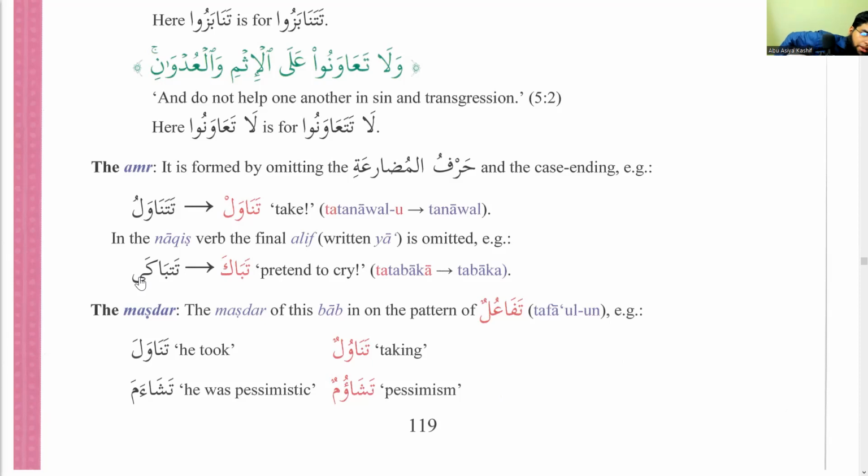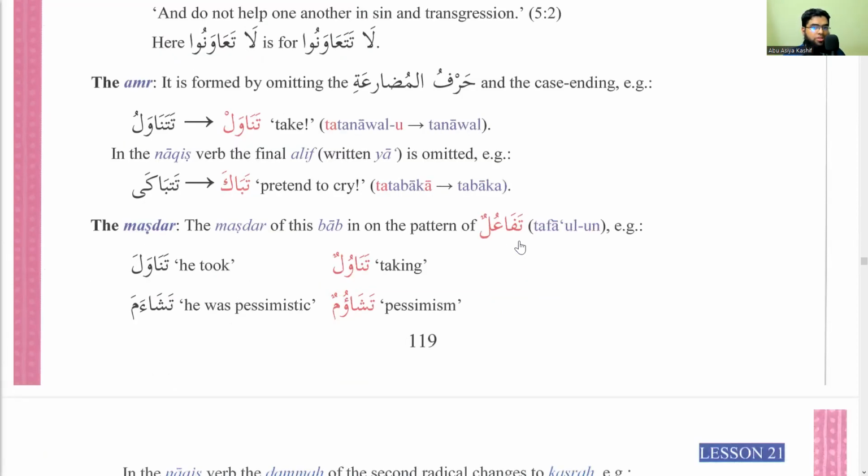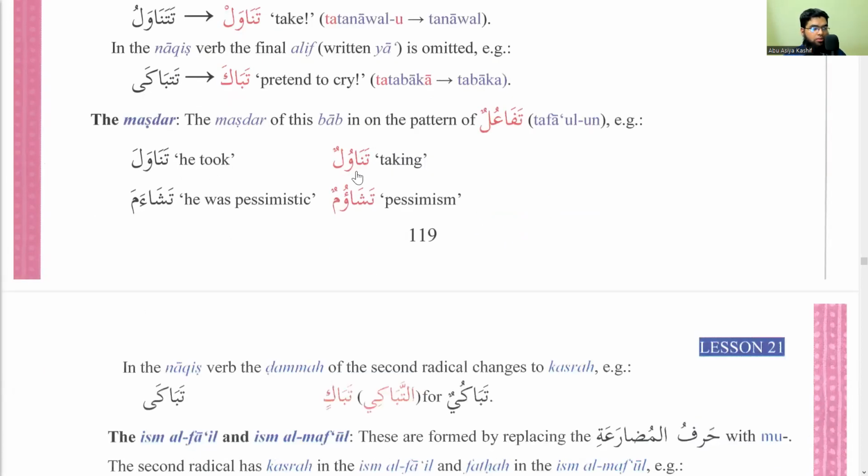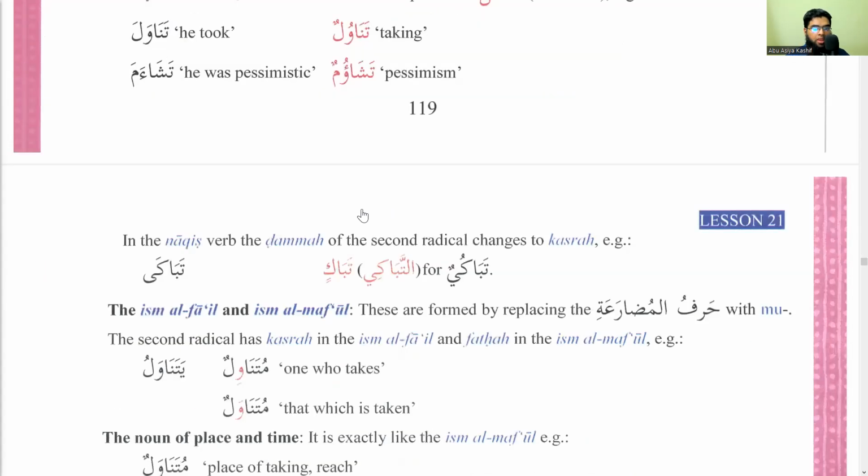Okay, the masdar of this bab is on the pattern of tafa'ul. Masdar is obviously tafa'ul, because form 2 is tafa'ul. Like tanavala, masdar is tanawul, taking. Tashama is tasha'um. Tafa'ala with a hamza is to be optimistic. Pessimistic is tashama. Tasha'um, pessimism.